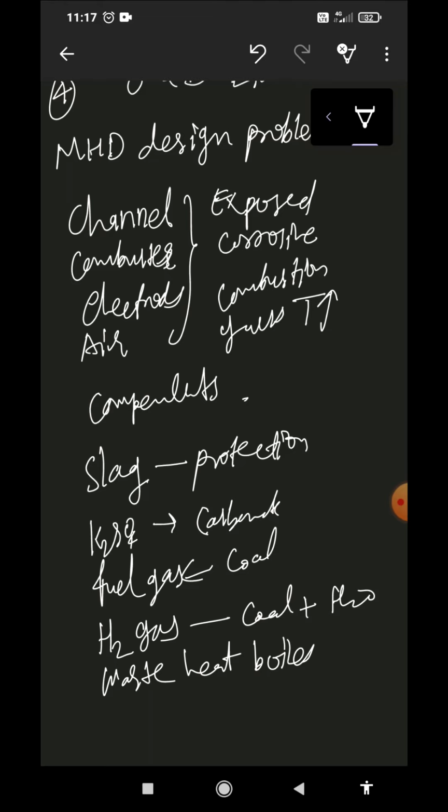The power output of the MHD generator is theoretically proportional to the square of the magnetic field. So P is proportional to B squared. Hence a strong magnetic field is desired. So superconducting magnets which use very little current will be necessary. This is the main design problem in the development of MHD.